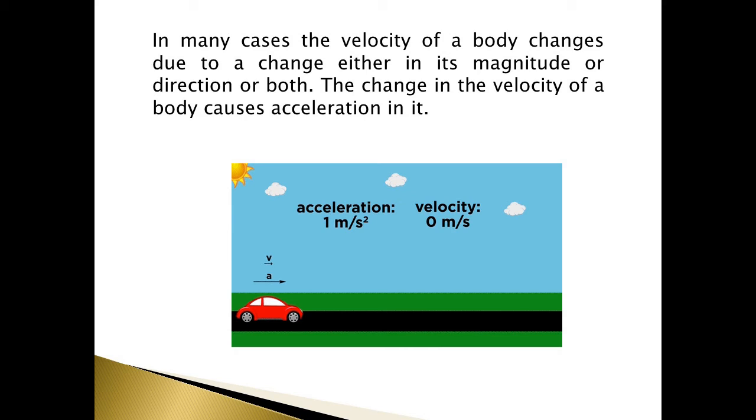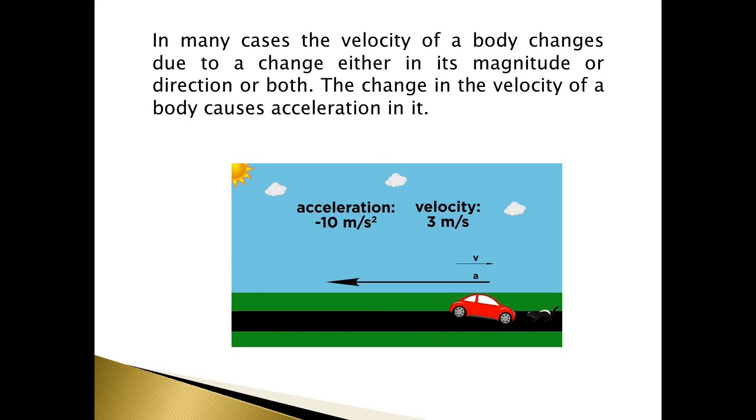In many cases, the velocity of a body changes due to change either in its magnitude or direction or both. The change in the velocity of a body causes acceleration in it. In this picture, you can see a car is moving and the velocity is increasing gradually, while the acceleration remains constant. The velocity is changing with this constant acceleration, and the car is moving gradually with increasing velocity.